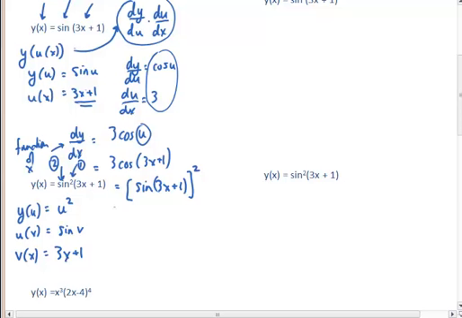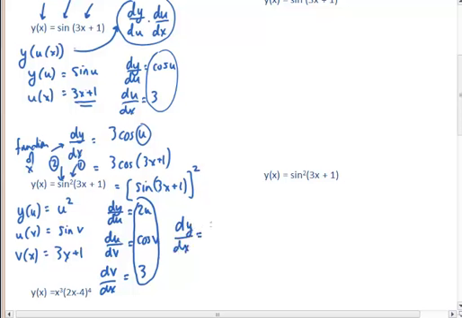So then we take our derivatives. dy/du is equal to 2u. du/dv is equal to cosine of v. And dv/dx is equal to 3. Now we just multiply these by each other, and our total derivative will be dy/dx.